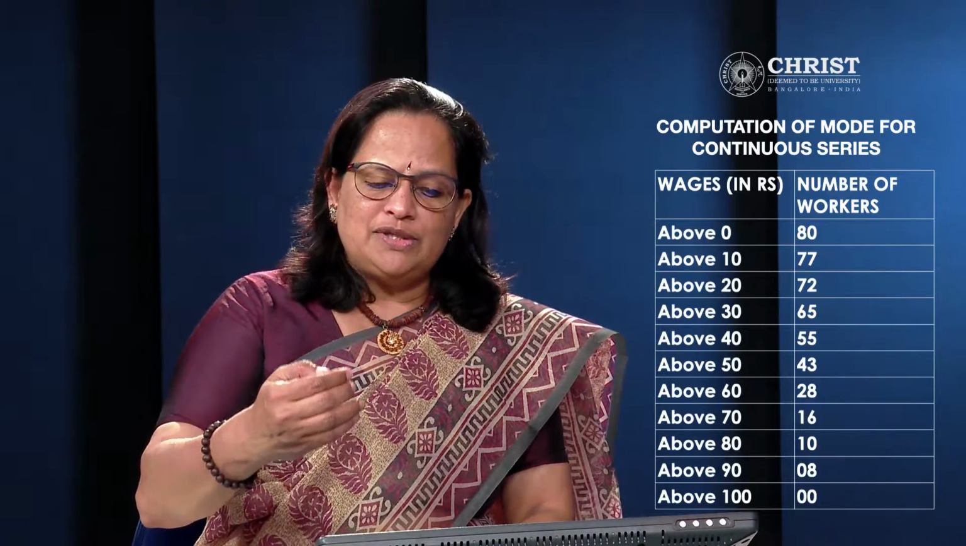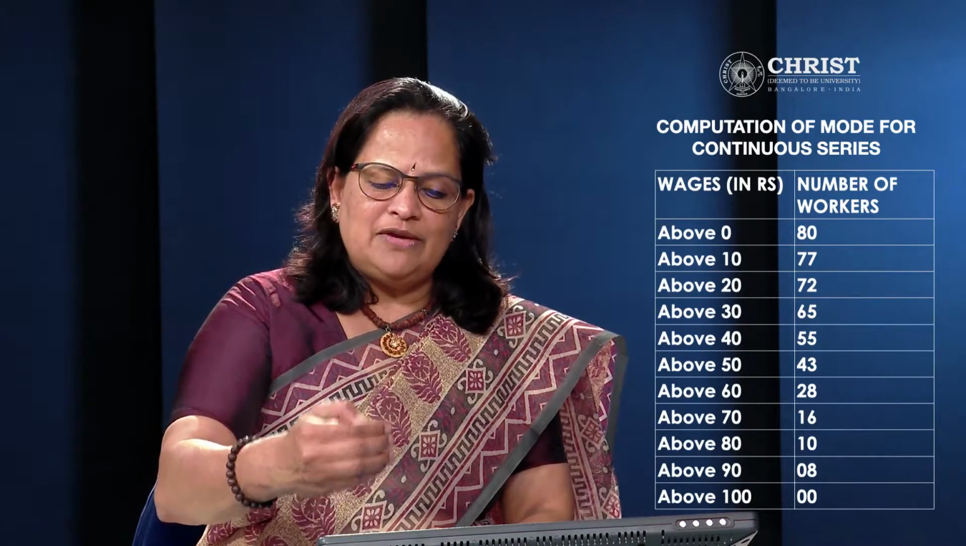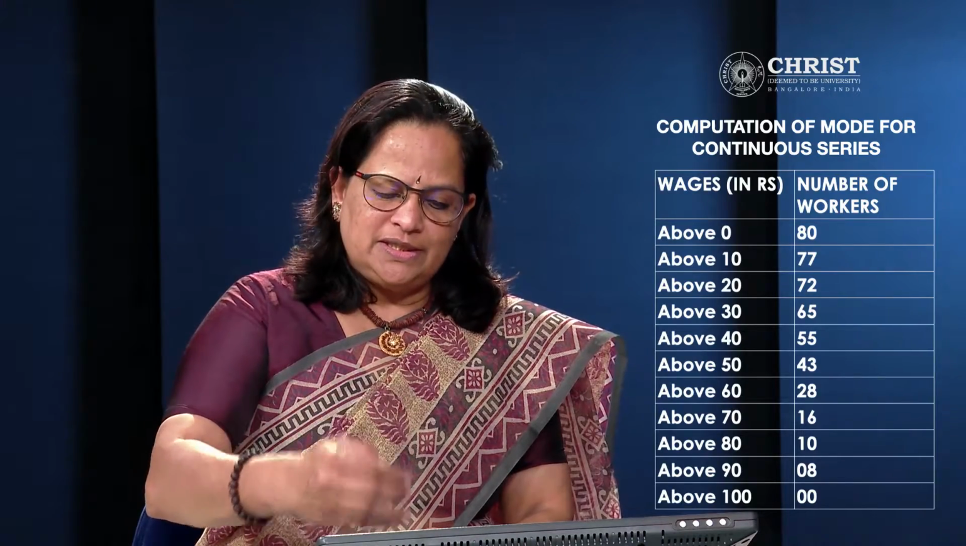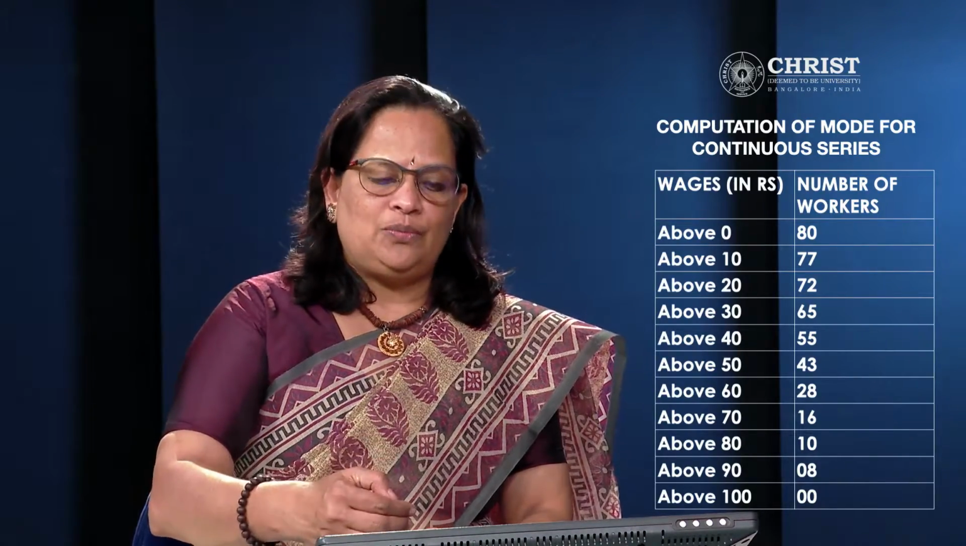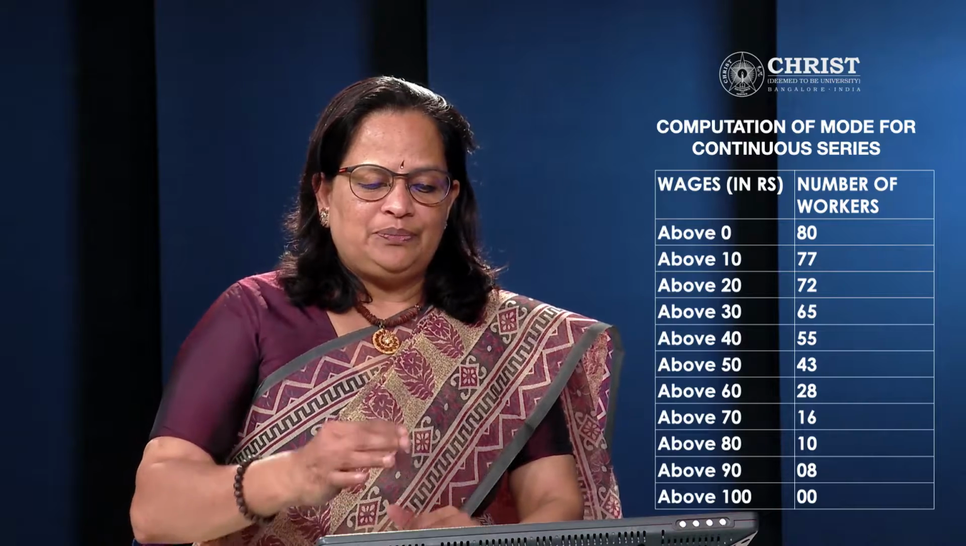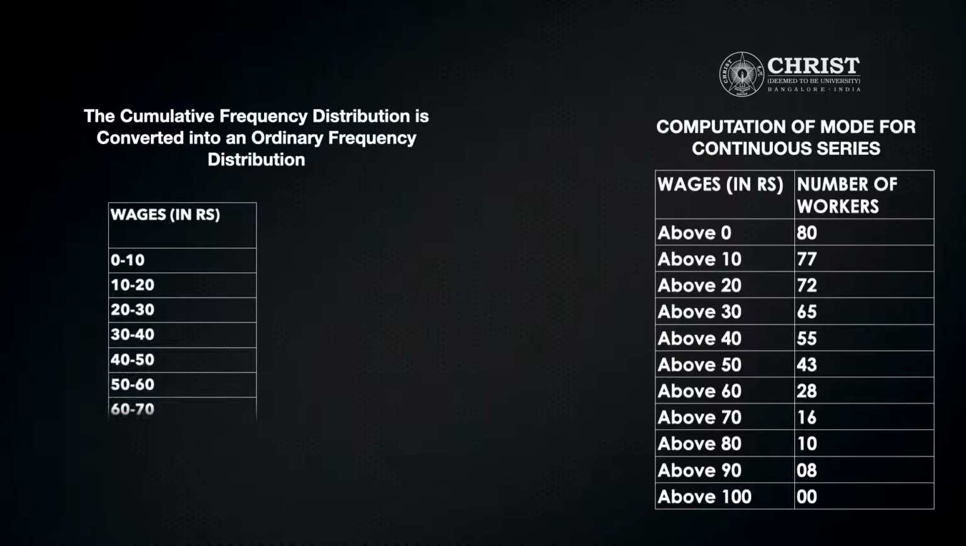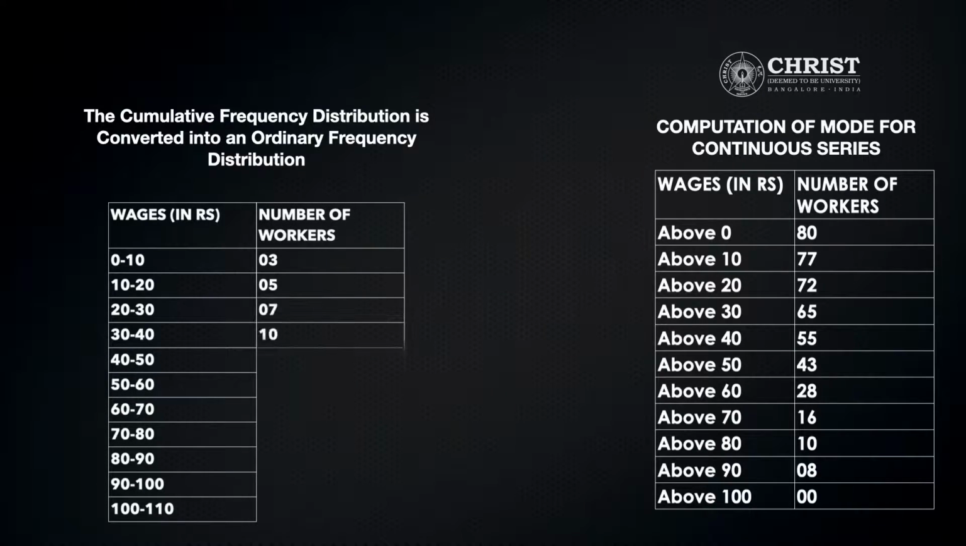And cumulative frequency values 80, 77, 72, 65, 55, 43, 28, 16, 10, 8 and 0. Now, you have to convert this. So that meaning the first class will be 0 to 10. So the difference between 80 and 77, that is the first frequency, it's 3. Like that you have to find out the values for all the values.